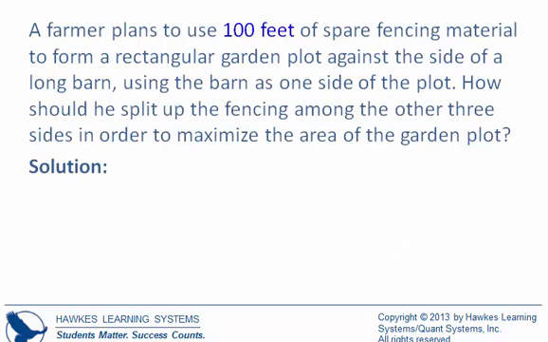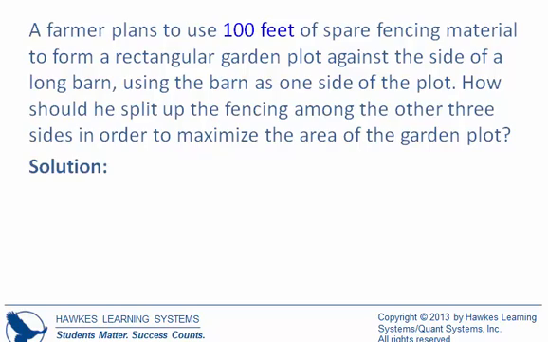So we're going to look at one more example here. This is an application problem. A farmer plans to use 100 feet of spare fencing material to form a rectangular garden plot against the side of a barn, using the barn as one side of the plot.